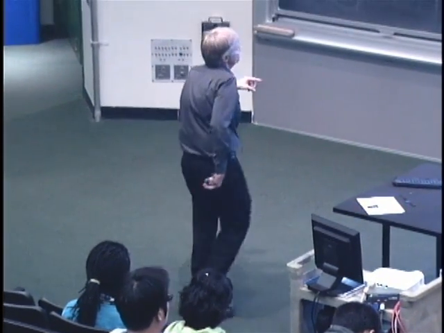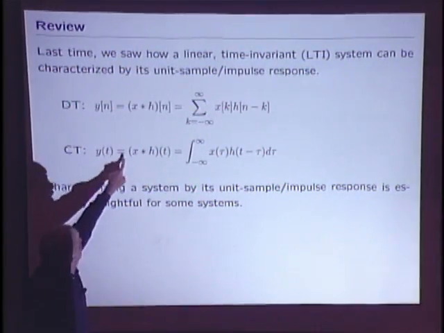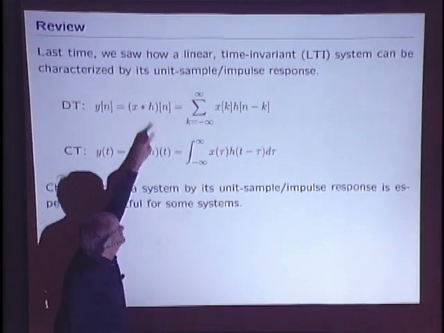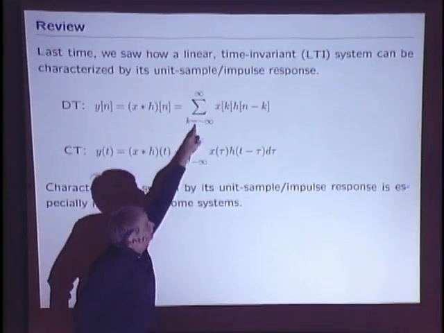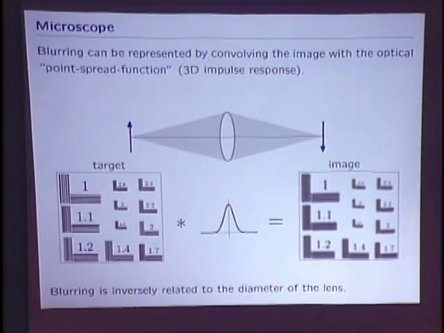That gave rise to a very compact way of thinking about the output of a system. We think about the output y as being x convolved with h, regardless of whether it's DT or CT. And the way that you carry out that convolution is in fact very similar in the two systems. That way of thinking about a system is particularly useful for certain kinds of systems.